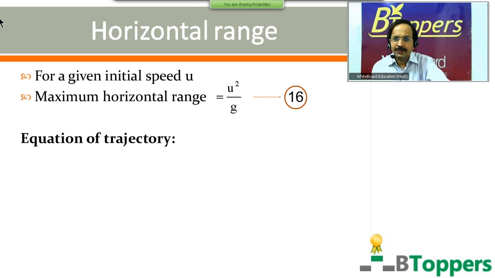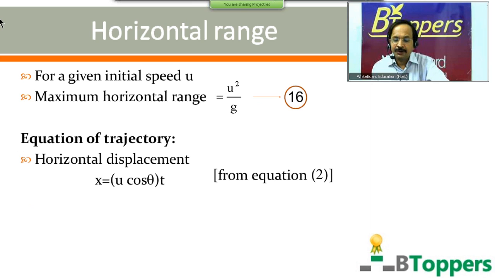Next I am going to show you the working for the equation of trajectory of the projectile. The horizontal displacement of the projectile in the case of oblique projection is given by x equal to u cos theta into t, from the equation 2 I have written earlier. From the same equation you can write t equal to x by u cos theta. So if you want to copy the notes, you can take a pause and copy the notes.